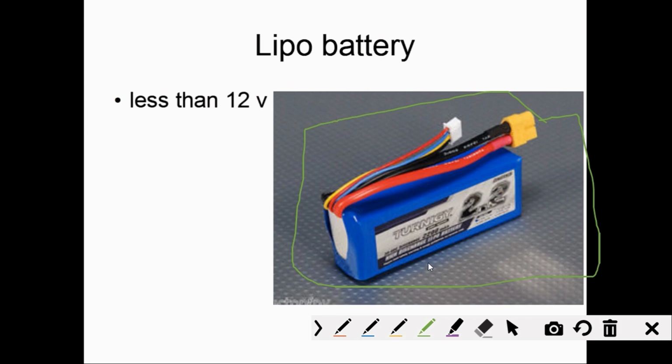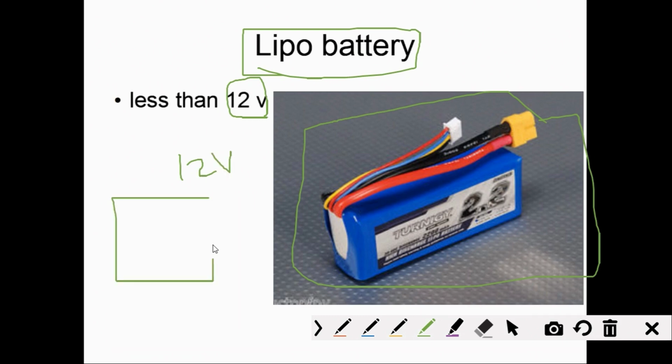Just invest in a LiPo battery, it will give long life. I would recommend you use a battery which is 12 volt or less, because your Arduino is compatible only with voltage of 12 volts or less. Don't go for more than 12 volt, your Arduino won't work.